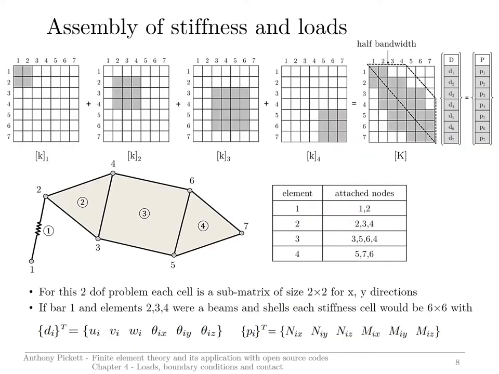In the video on chapter one, we did already look at assembly of stiffnesses. In that case, it was a structure similar to one shown there. And to keep things simple, we considered it as a one degree of freedom problem of the type you would have perhaps in a heat analysis.